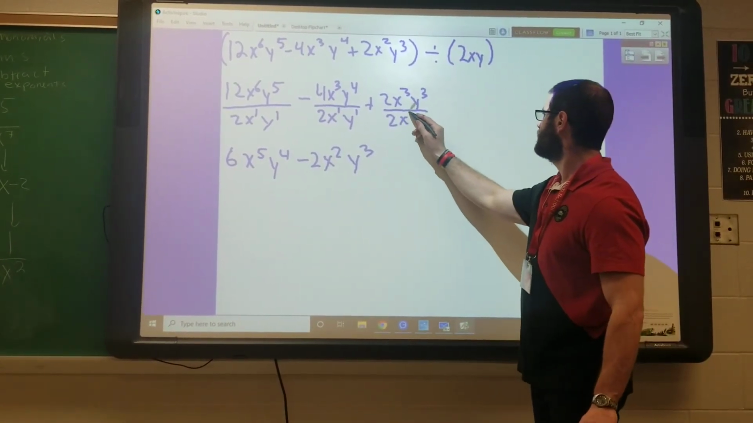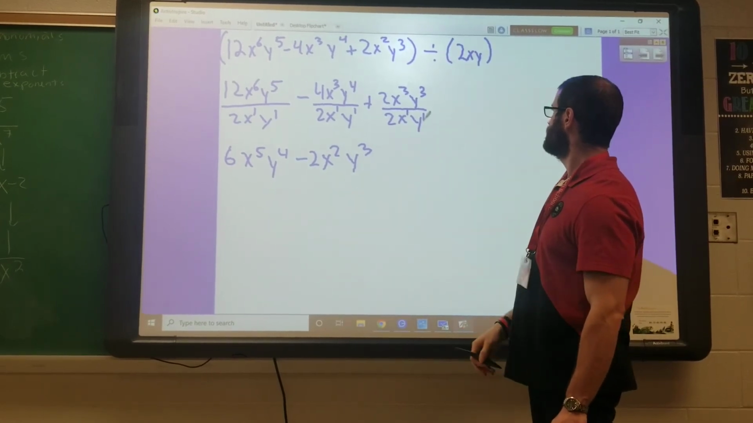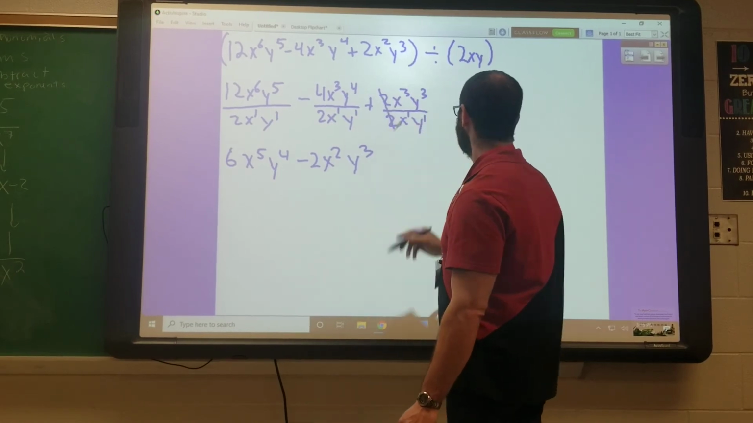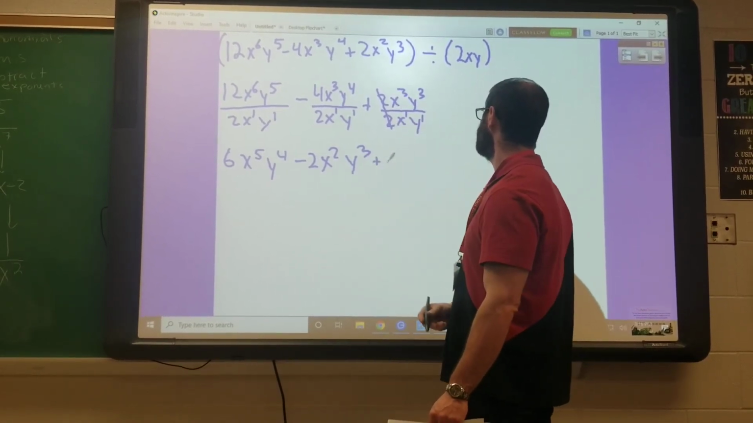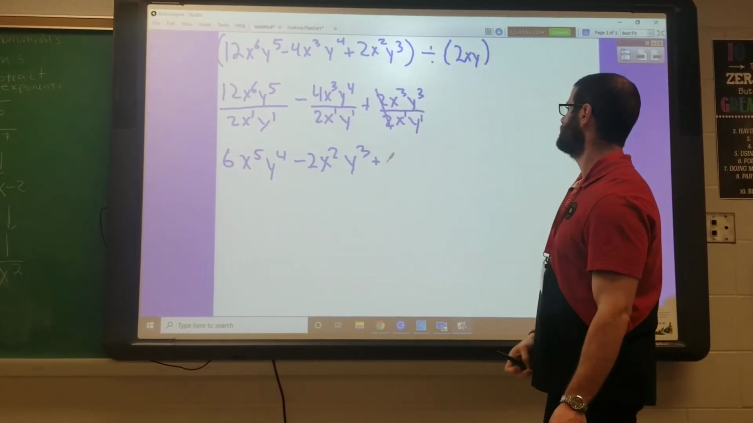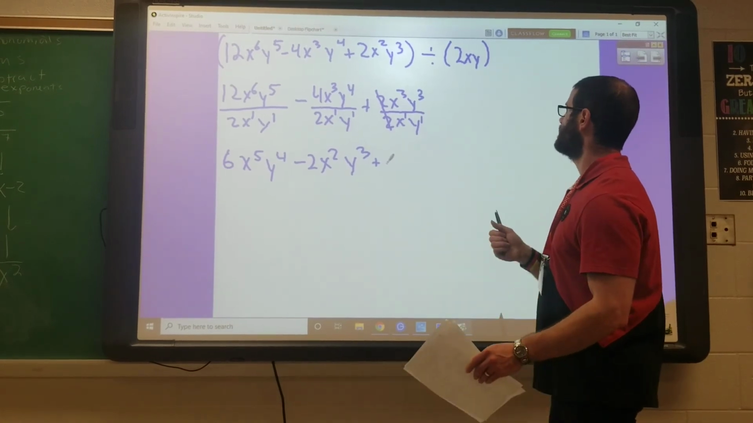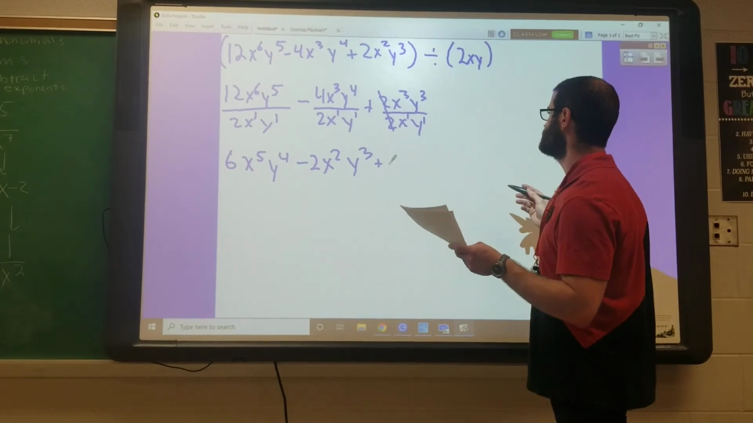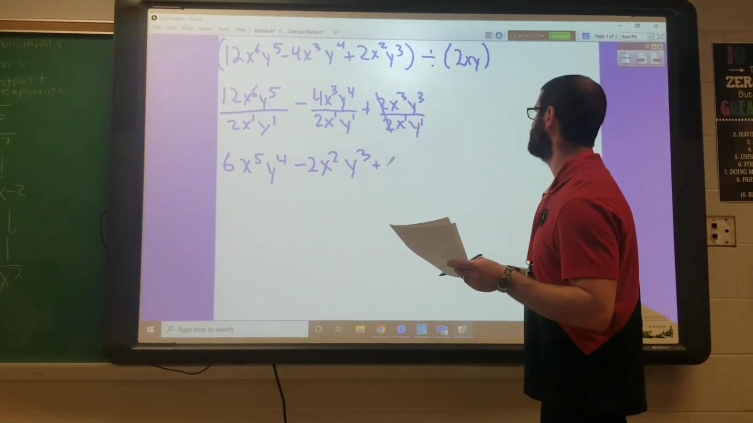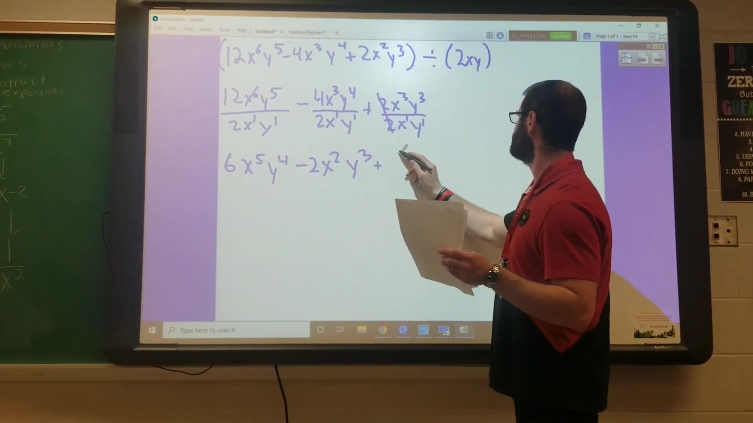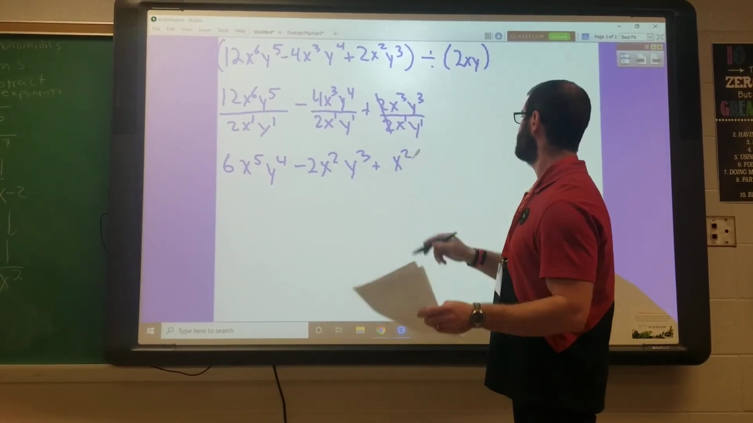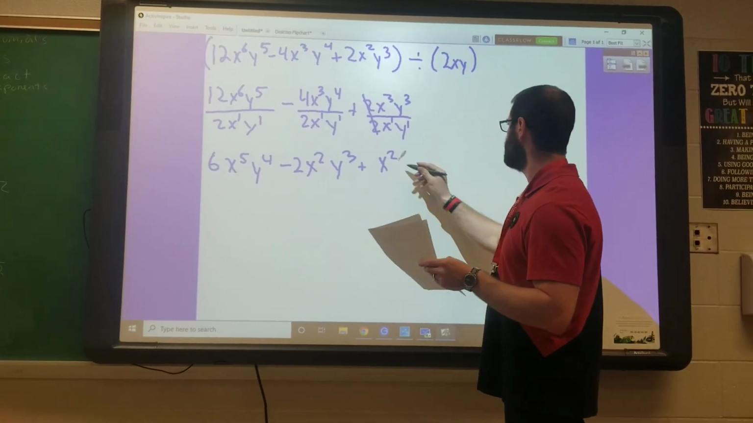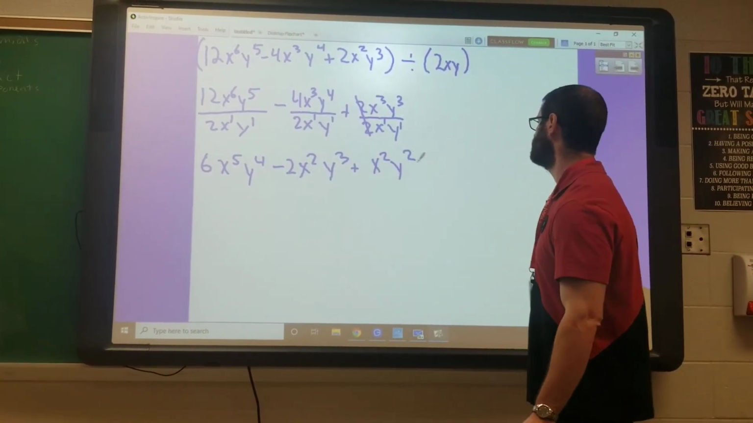Remember, again, these are to the first power. 2 over 2, what happens with that? It goes away. So my last term here is only going to have variables. X to the third over x to the first, that's going to be x squared. And y to the third over y to the first, that is going to be y squared.